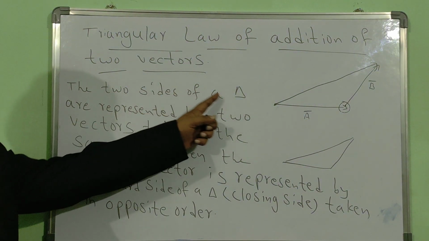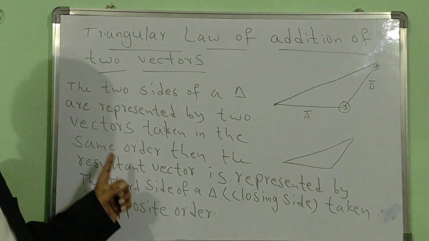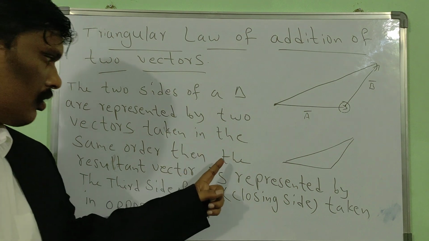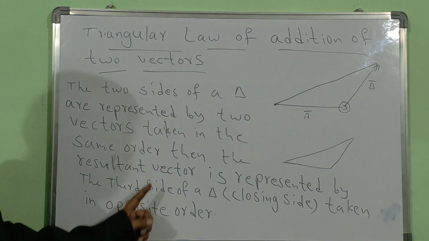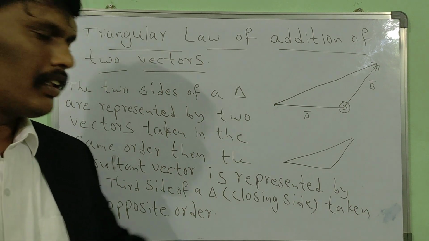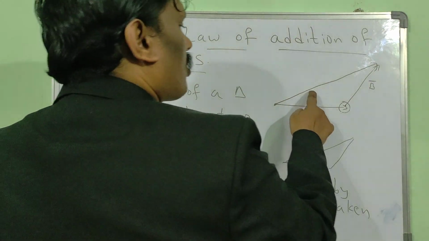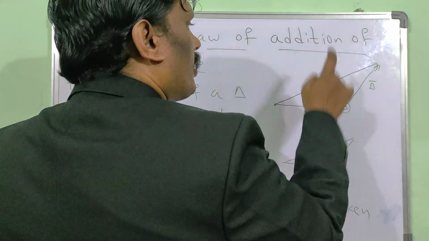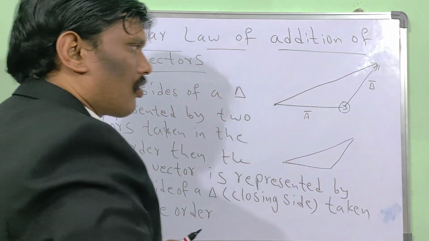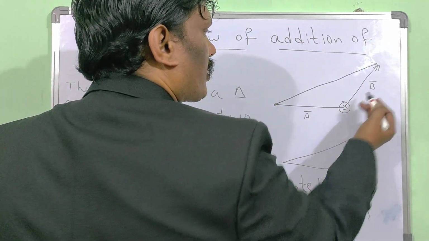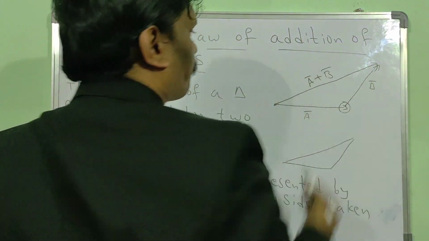That means the two sides of a triangle are represented by two vectors taken in the same order. Then the resultant vector is represented by the third side of a triangle, that is the closing side, taken in opposite order. So this vector represents the resultant of these two vectors. That means the resultant of these two vectors means addition of these two vectors, A bar plus B bar.